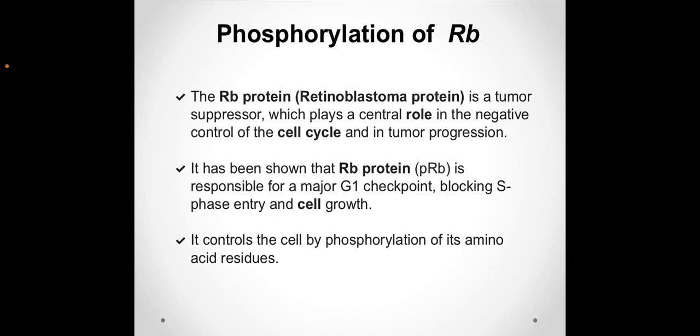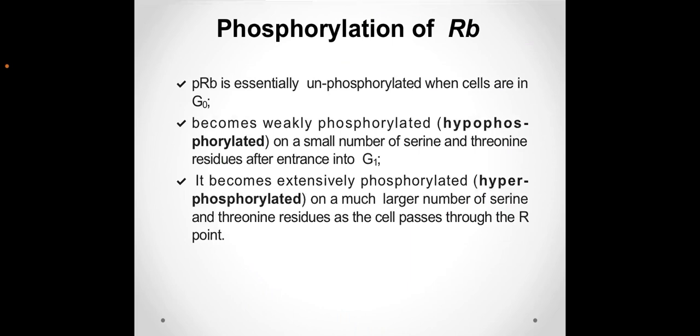Now, the phosphorylation of retinoblastoma protein. It is a tumor suppressor which plays a central role in the negative control of the cell cycle and in tumor progression. It has been shown that the RB retinoblastoma protein is responsible for a major G1 checkpoint, blocking S phase entry and cell growth. It controls the cell by phosphorylation of its amino acid residues.